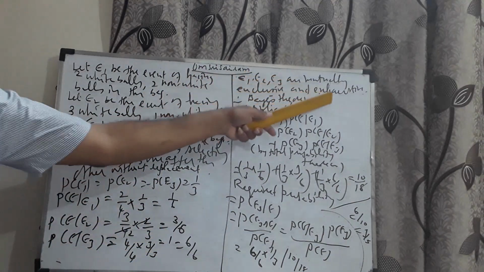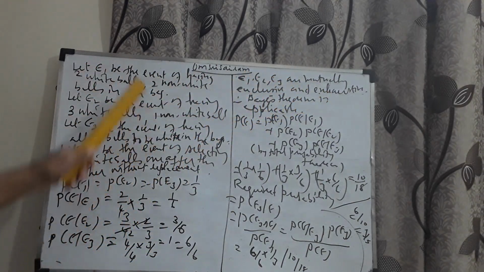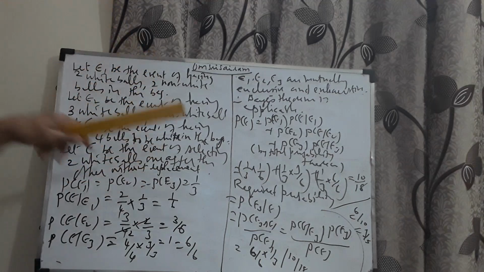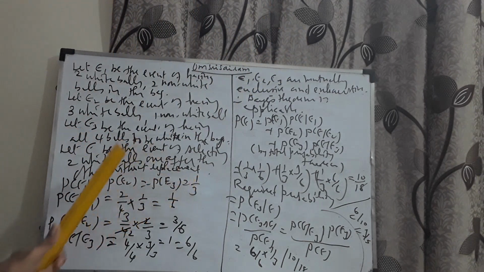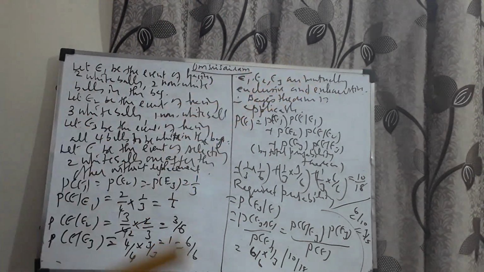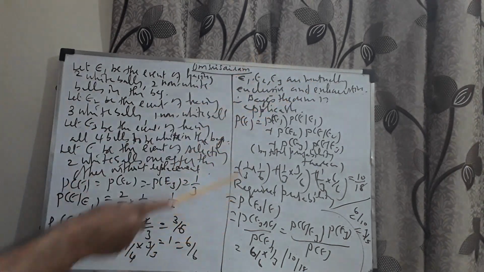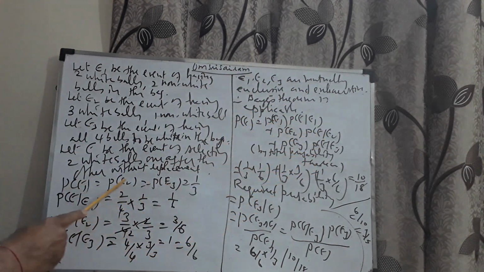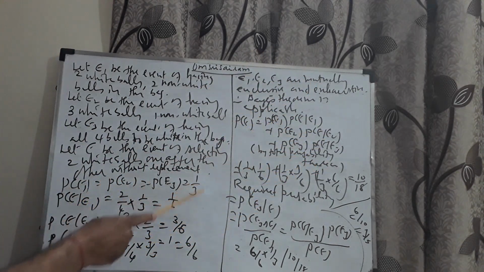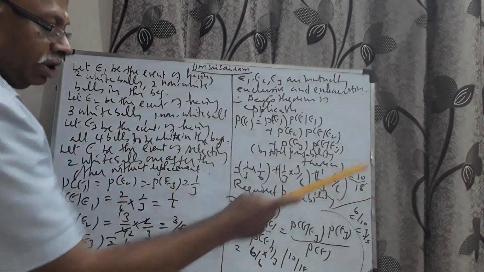E1, E2, E3 are mutually exclusive and exhaustive. There is no common element as far as the events are considered. And the sum of the probabilities is 1, or E1 union E2 union E3 is the sample space. Either way, that's the meaning of exhaustive nature. That's the condition for applicability of Bayes' theorem. Now P of E can be written like this using total probability theorem. Let me substitute the values. 1 by 3 into 1 by 6 plus 1 by 3 into 3 by 6 plus 1 by 3 into 6 by 6. 1 plus 3 is 4, plus 6, 10. 10 by 18.